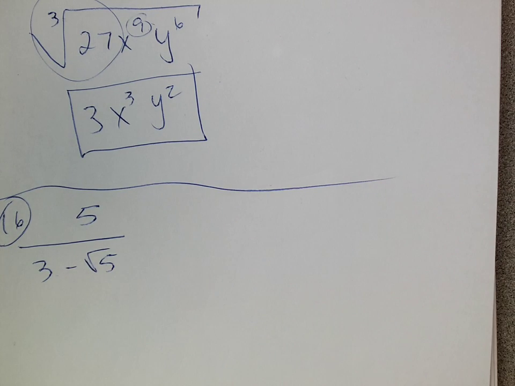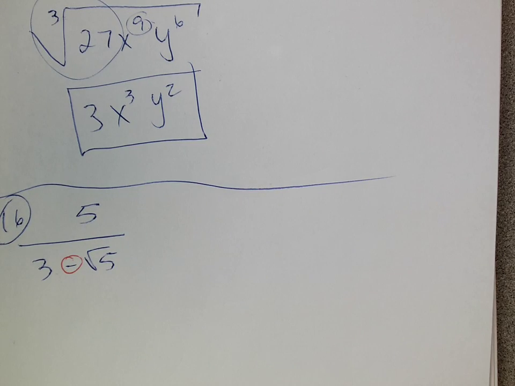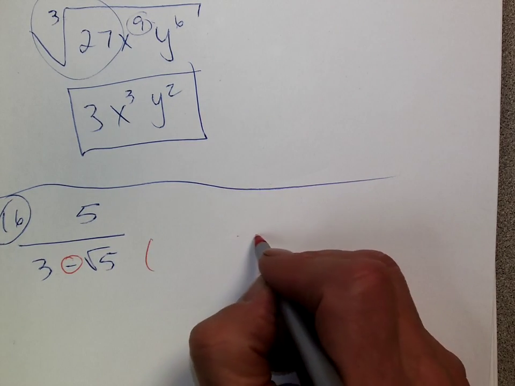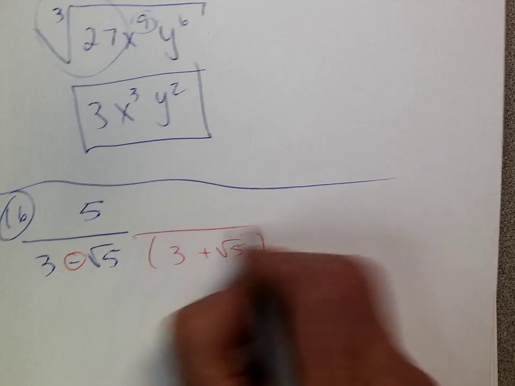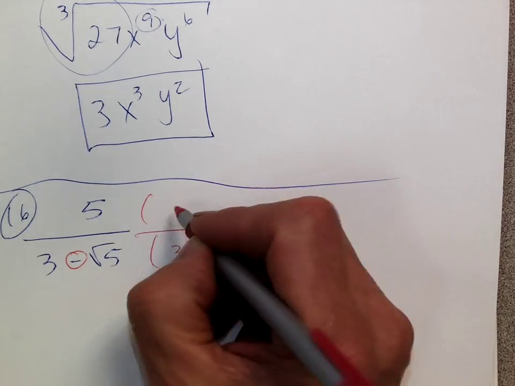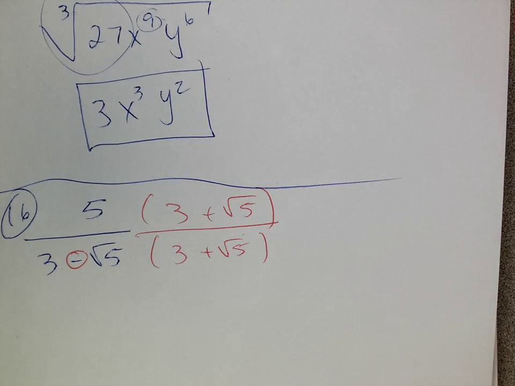So there's a trick. It's called the conjugate. Whenever you get a plus or minus here, you multiply by a thing called the conjugate. It is going to be the opposite. It's going to be 3 plus the square root of 5. And on the top here, we're going to go 3 plus the square root of 5. Okay? So it's just an ugly problem, but we're going to fix it.